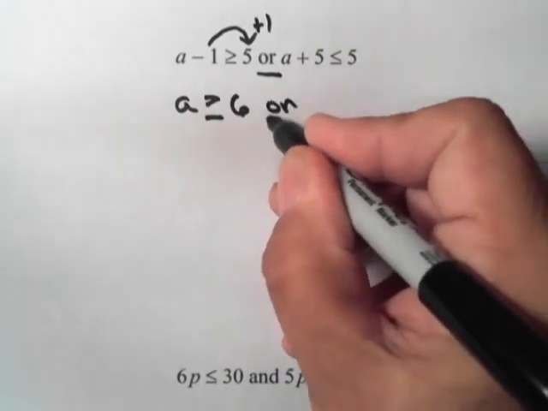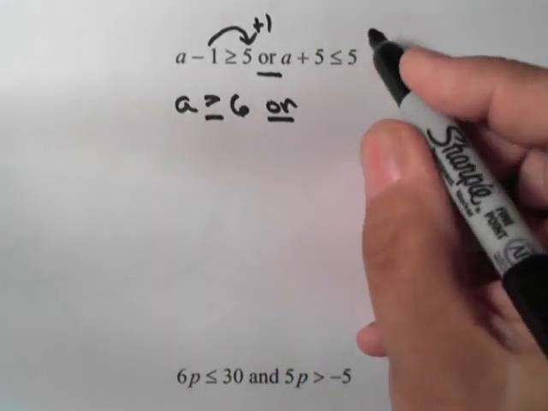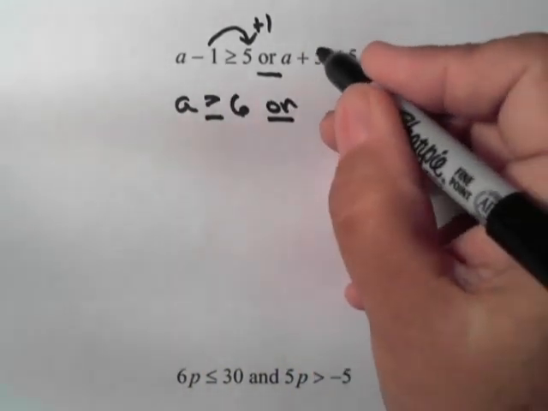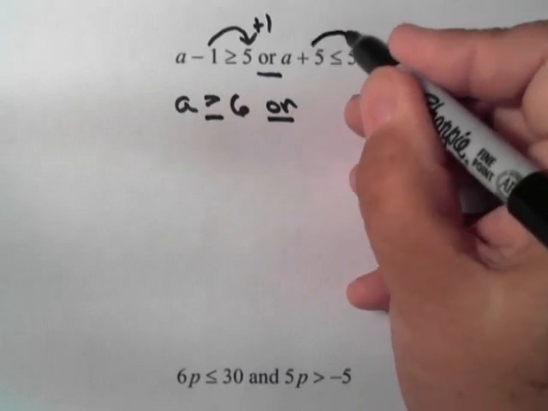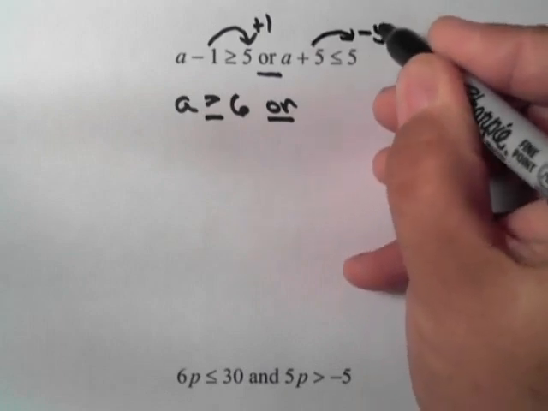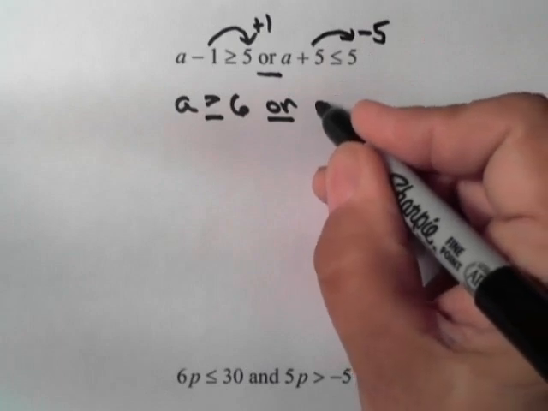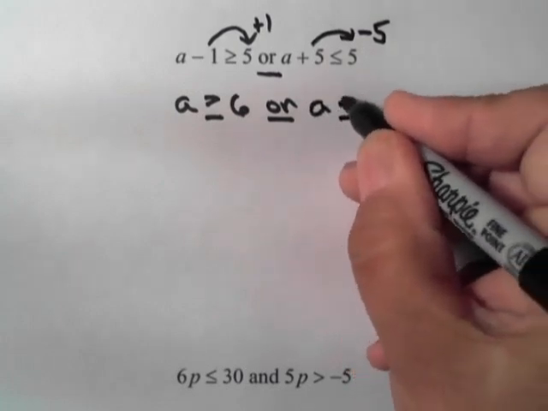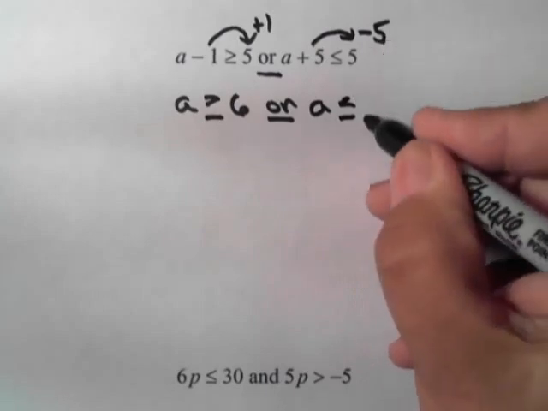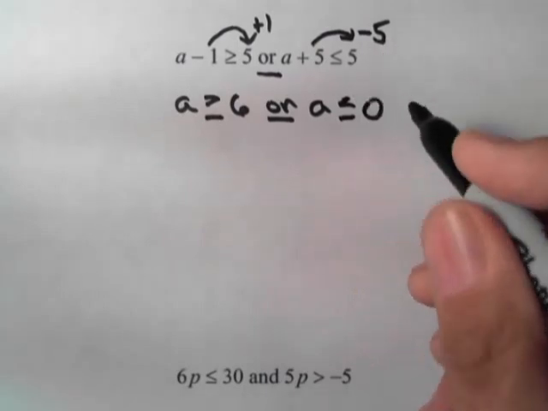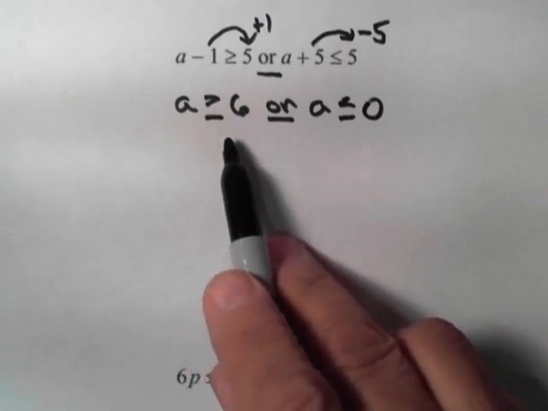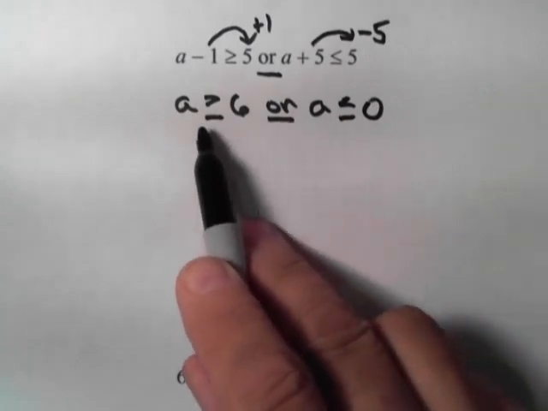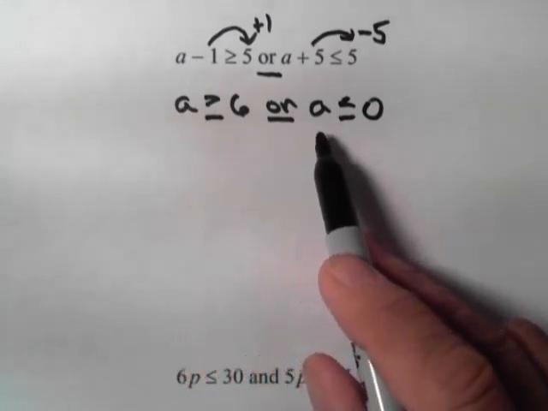Now, of course, we still have our or condition here. And the second one over here, we have to do the same thing. This plus 5 has to go over as negative 5. So over here I have A has to be less than or equal to 0, since 5 minus 5 is 0. Okay, you always want to get these inequalities cleaned up, solved for the variable nice and clean like this.